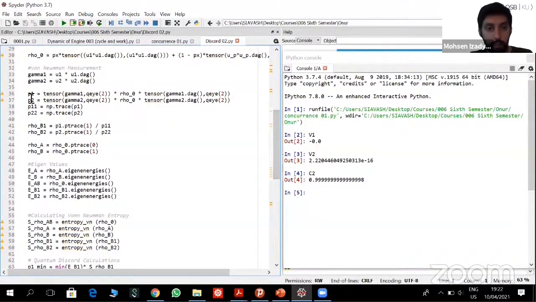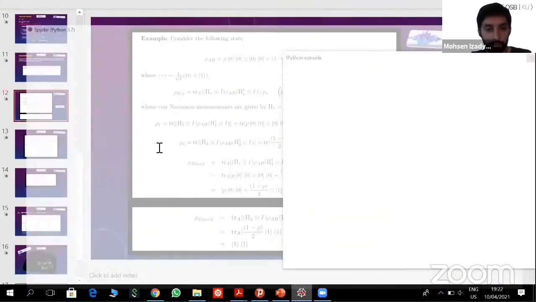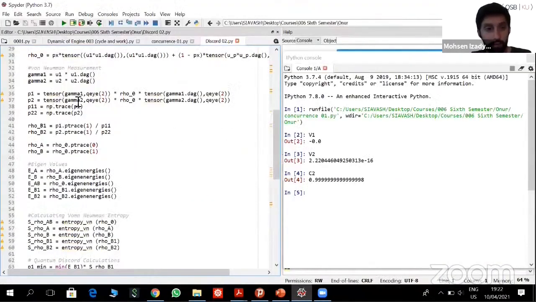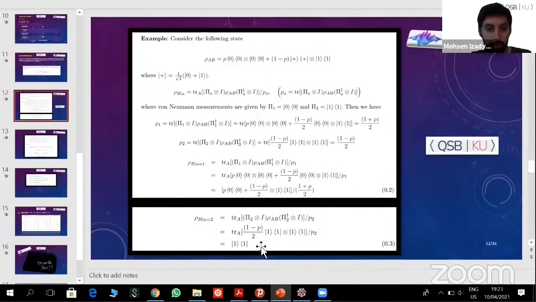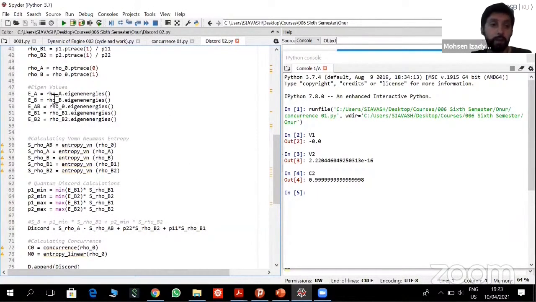Okay, and I introduce some different values to simplify and summarize the calculations here. For P1, as you can see here, I need to trace over this value. So I write it here. This is, sorry, the tensor product of these values. And this is the definition of rho B1 and rho B2 that you can see here. These are these two states. And finally, you can also find the eigenvalues of the system by a very simple command that you can use in Python. It's not dependent on QuTiP.